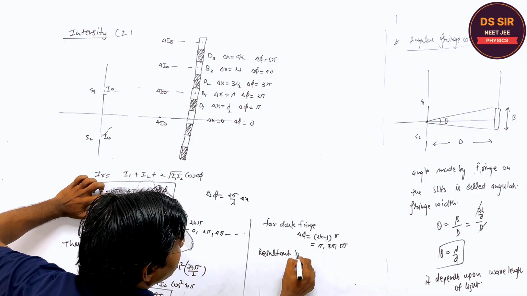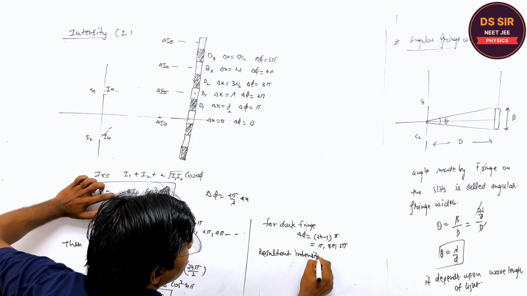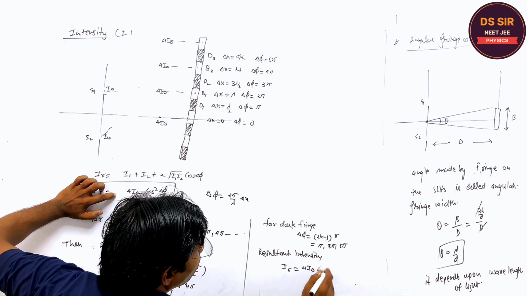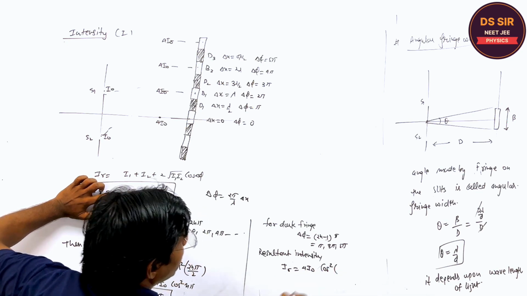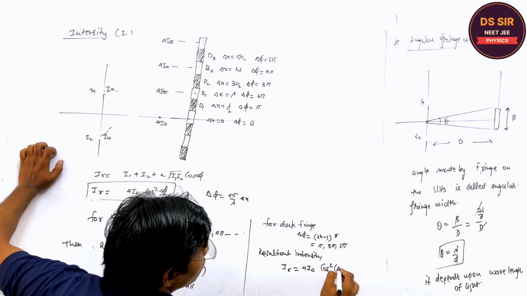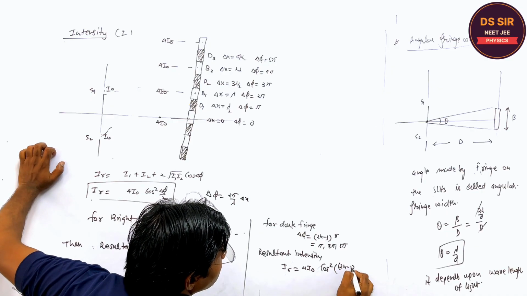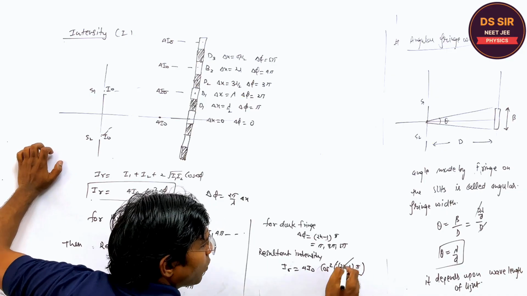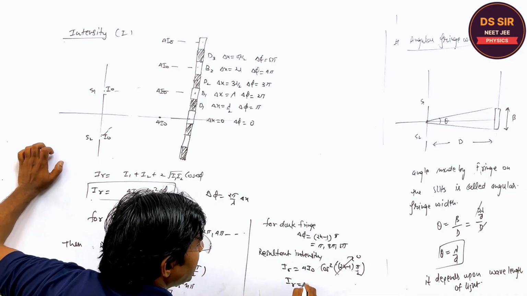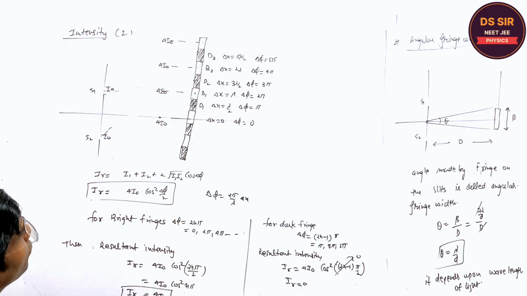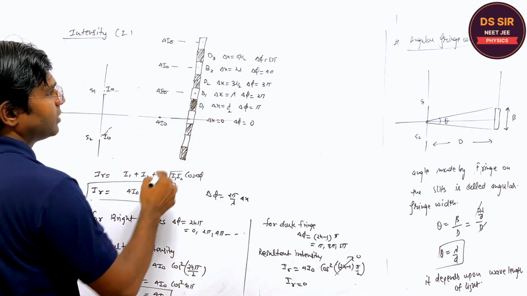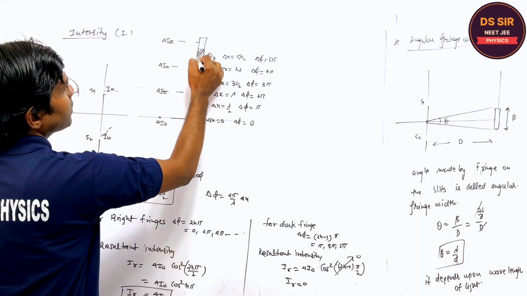The resultant intensity is 4I naught cos square delta phi by 2, that is 2n minus 1 into pi by 2. This cos of 2n minus 1 pi by 2 is always 0. So the resultant intensity is 0. That is why it is called dark. This is dark 1, dark 2, dark 3.